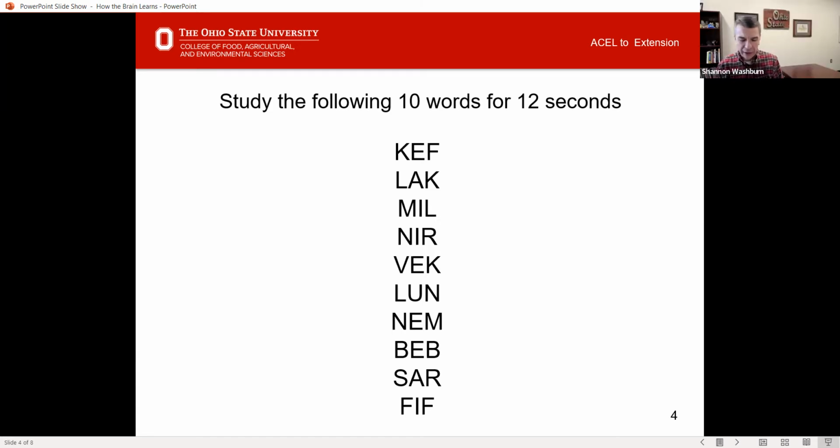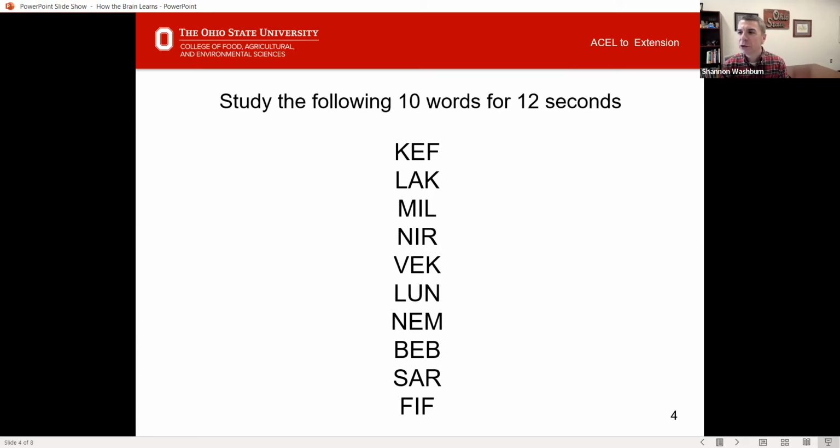The point that I want to make here, if you look at the position of the words that Ray got correct, and this is not going to be true for everyone because a 12-second activity does not do this very effectively. And Beth's example was fascinating too, which we'll talk about in a little bit. But look at the position on the list. LAK, MIL, and then BEB, SAR, and FIF. The items that Ray remembered correctly were at the beginning of the list and the end of the list, which is true more often than not for a lot of us in a learning experience.